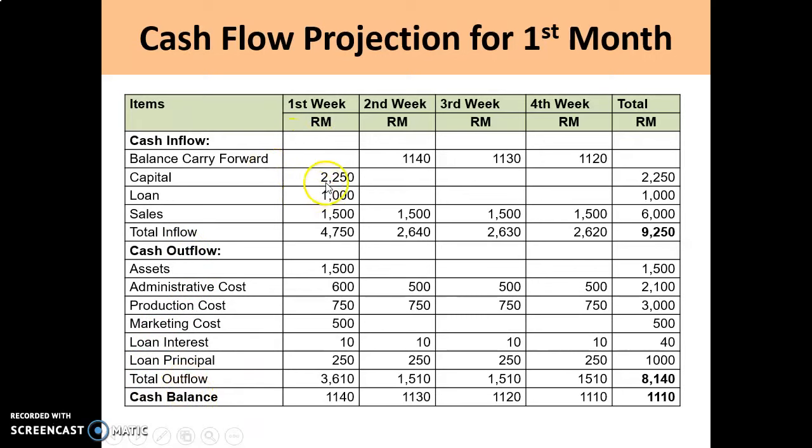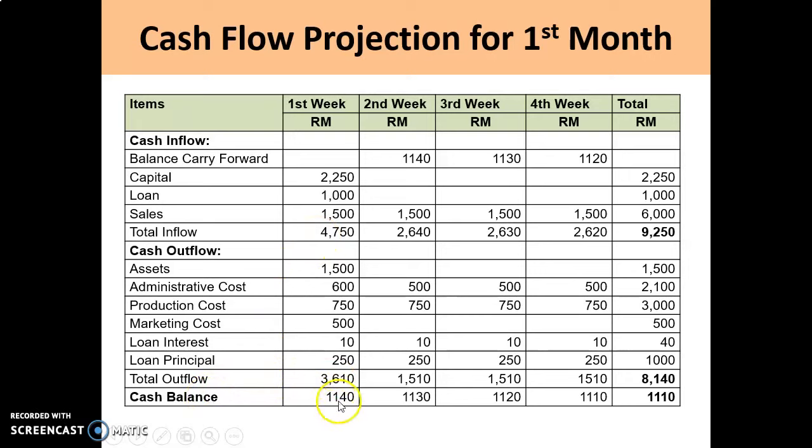Okay, for the first week, the total inflow is 4750. You have to add all these items: capital, loan, sales. You don't have a balance carry forward because you haven't started your business yet. And then the asset, you have 1500, the burger kiosk, administrative costs, production costs, marketing costs that you pay, the loan interest, the principal of the loan, and then the total outflow is 3610. You have to deduct the total outflow from the total inflow. So you will have a cash balance of 1140.